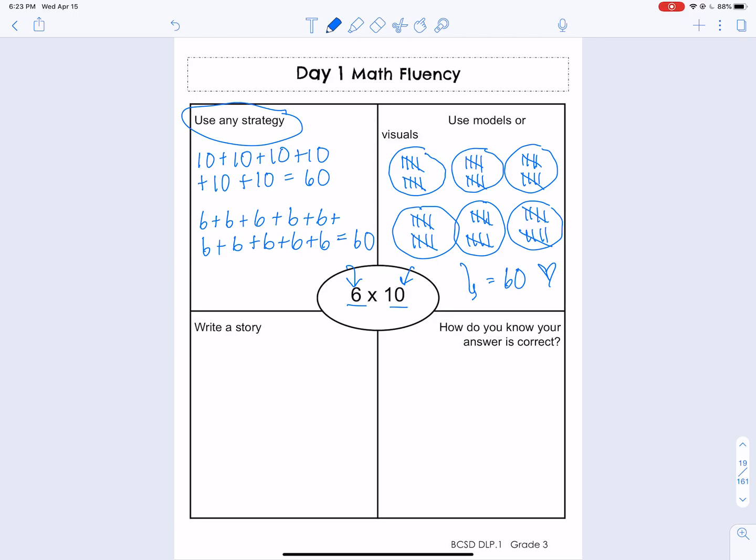So 6 times 10, I'm going to think of a story that I can write using those 2 numbers, and it has to be multiplication because that's what's specified in the math task. So I think I'm going to write a math story about 10 apples, and inside of those apples there are 6 seeds in each apple. Okay, notice I'm using multiplication language, words like each. Okay, so let me start writing this out for you.